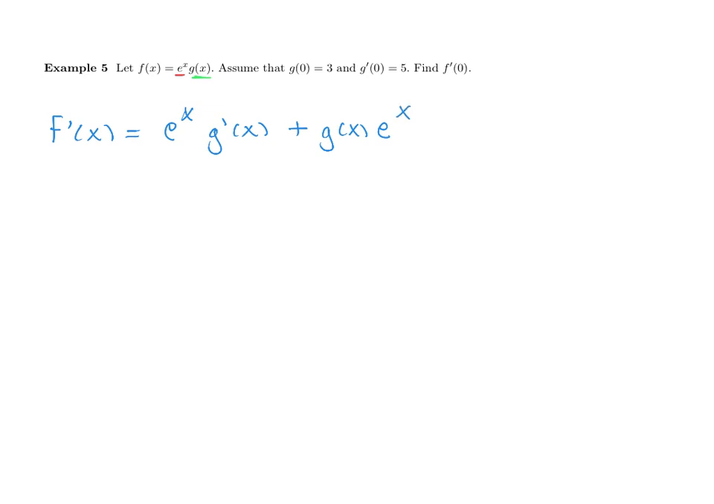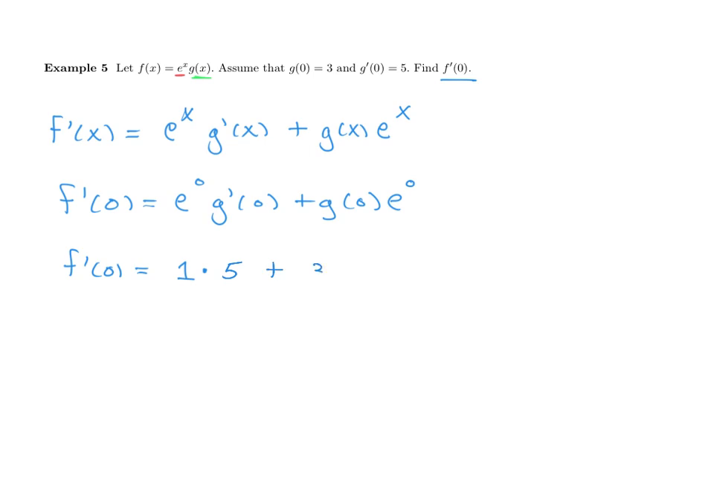With this formula, if we're looking to find f prime of 0, we can plug 0 into our equation. And if we know what each part of this is equal to, we'll have our answer. f prime of 0 is equal to, well, e to the 0 is 1, and g prime of 0, according to this up here, is 5. I then add on g of 0, which we're told is 3, and this again is equal to 1. So what is f prime of 0? It's 5 plus 3, and that is equal to 8.